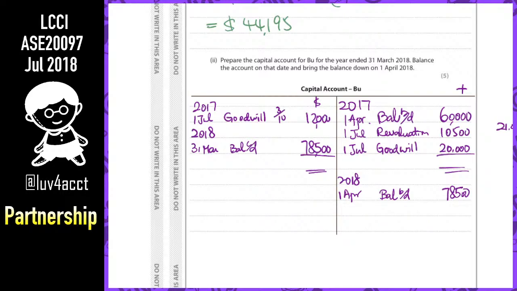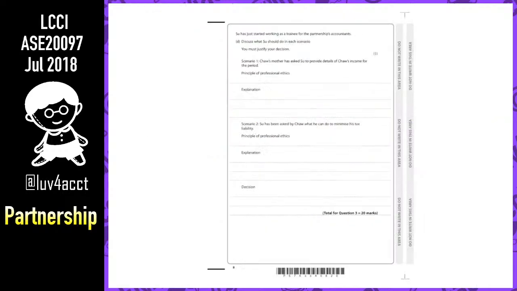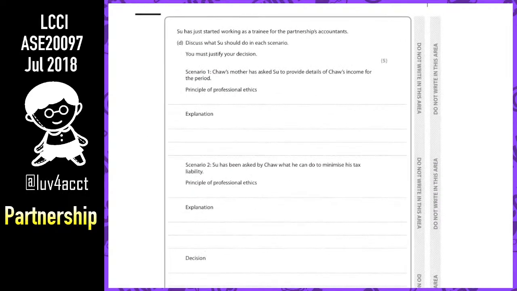Okay, so it is done. Capital account of Bull. Okay, so we still have some discussion questions. I thought we need to calculate the statement of financial position, but no. Sue has just started working as a trainee for the partnership's accountants.